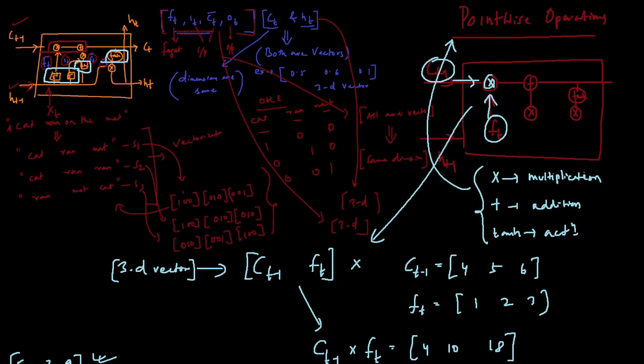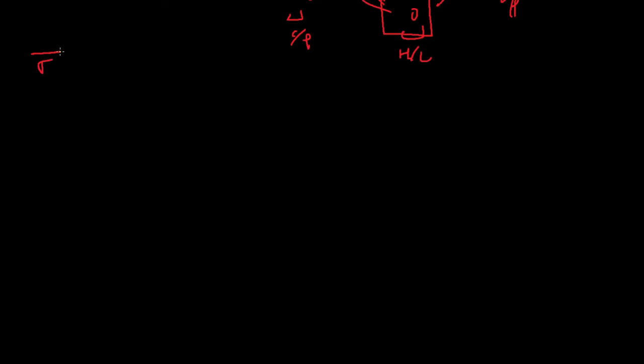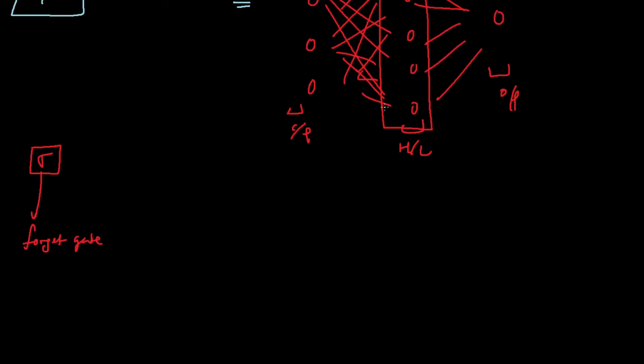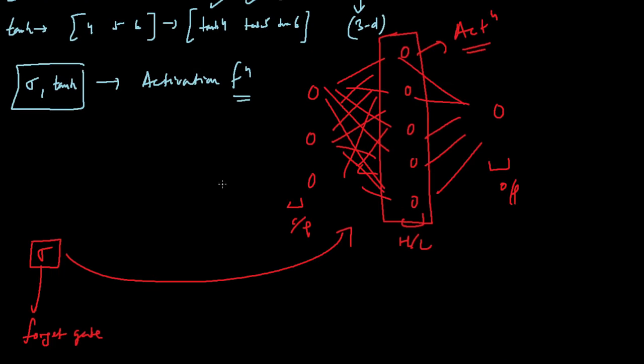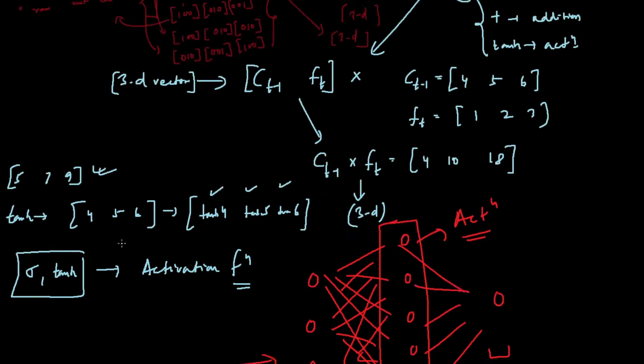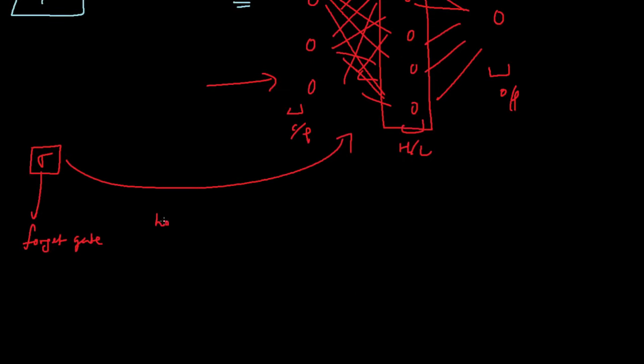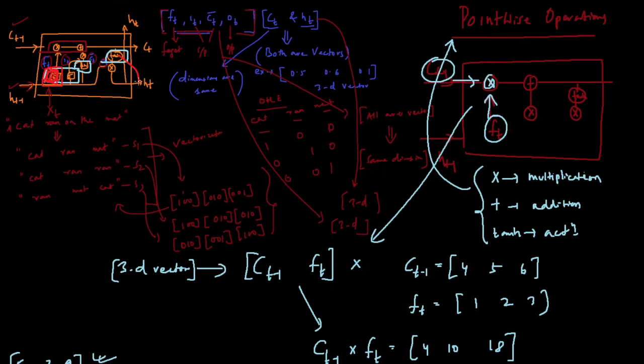Now, the first one, let's say this one, is your sigmoid function. What does that mean? In your forget gate, you have a sigmoid function, right? First of all, this is the same as this. What's happening here is, if you zoom in, you will find a neural network like this. Now the question will be, in this particular part, how many nodes will be there? We don't know. This is nothing but a hyperparameter. And similarly, we also have a tanh layer.